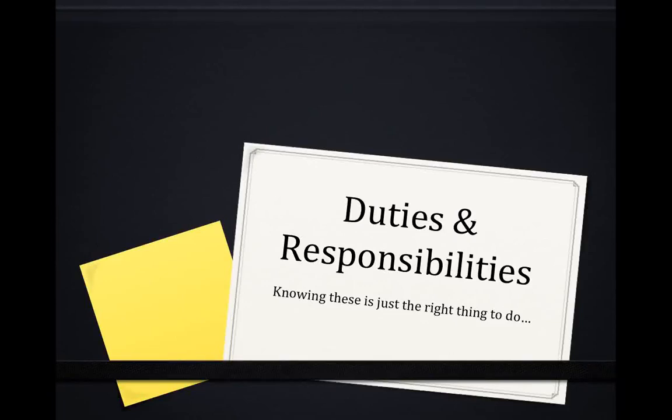All right, we spent the last couple lessons talking about the Constitution. We talked about the three branches of government, checks and balances, and then we also spent some time talking about basic individual rights. What I want to spend a little bit of time talking about now are the duties and responsibilities that each citizen should fulfill.